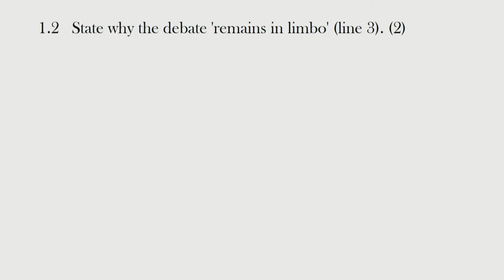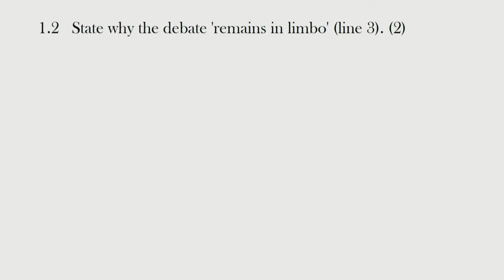Okay, now we look at our instruction word. And what is our instruction word there? State. There's various other words that you can use in place of state. You can also say, explain why the debate remains in limbo. I think the main reason why the examiner didn't use explain is because the previous question already had explain. So a slightly different synonym was simply chosen to say the same thing.